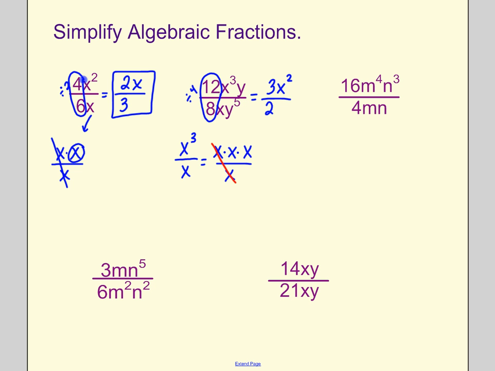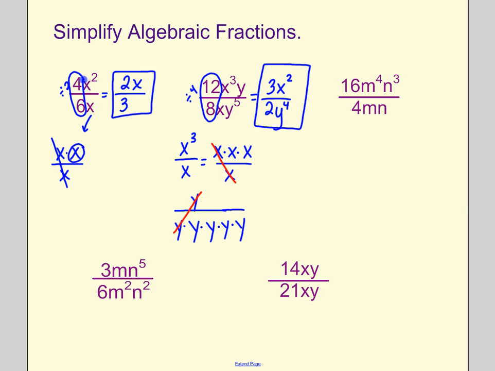Alright, now your y's, you have y on the top over, now we've got 5 of them down here. You see how we have more y's on the bottom? It means in the end, we're going to have more y's on the bottom. This one y crosses off that one y, leaving us with 1, 2, 3, 4 y's on the bottom. So we're going to put y to the 4th down there. And that one's done. See, I told you they were kind of fun.